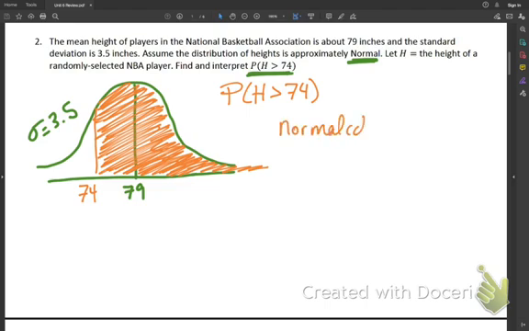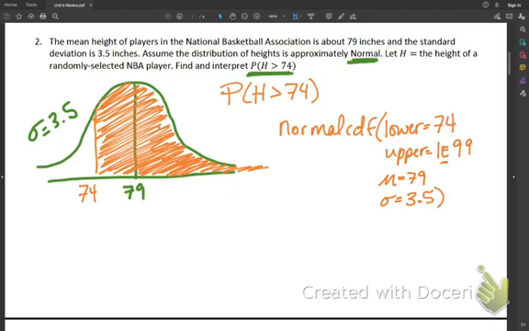The probability that h is greater than 74, I'm going to go to my calculator under normal CDF. That's under second vars. It's going to ask for the lower boundary, that is 74. The upper boundary is infinity. Guys, make sure you're using the scientific E, not the alpha E. The mean of this distribution is 79. The standard deviation is 3.5. I plug all of this into my calculator.